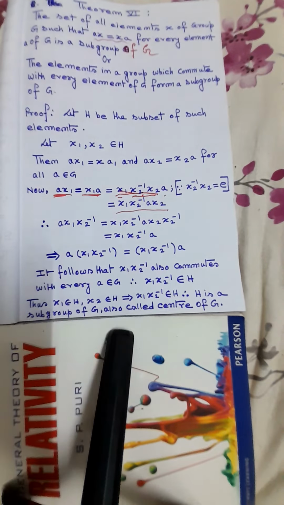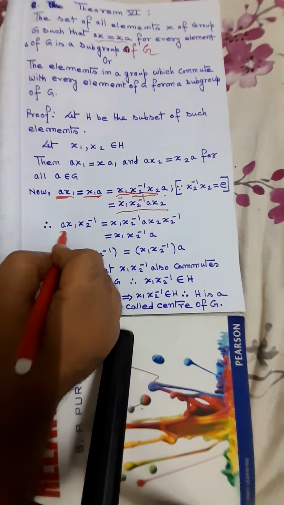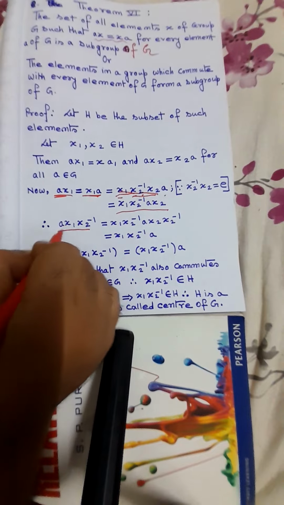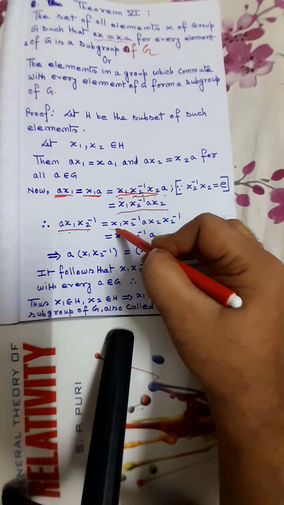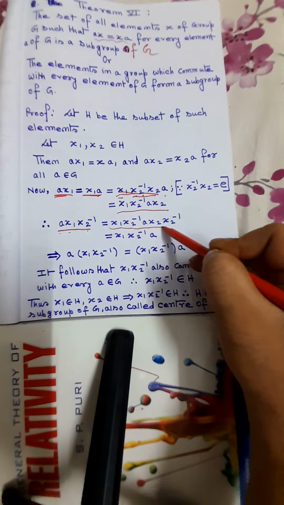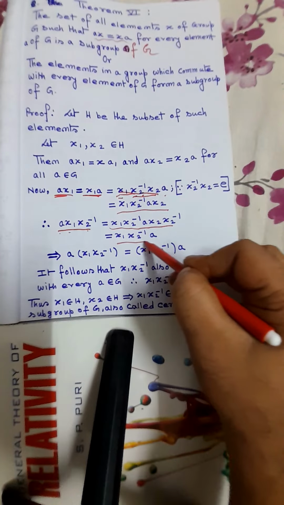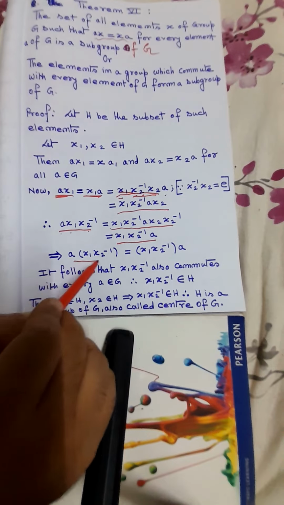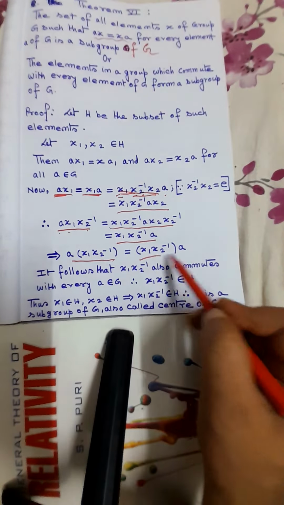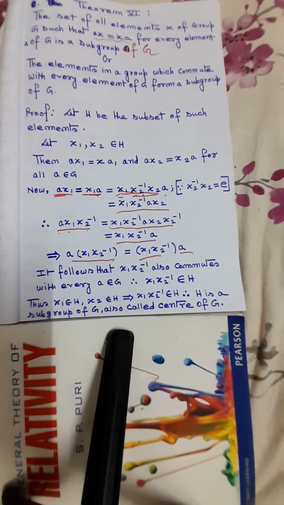Then we can write that x1 x2 inverse a x2 is a x1 x2 inverse. We can write that x1 x2 inverse a x2 inverse is x1 x2 inverse a, correct? That is a x1 x2 inverse equals x1 x2 inverse a. It follows that x1 x2 inverse also commutes with every a belonging to G. Therefore x1 x2 inverse belongs to H, correct?